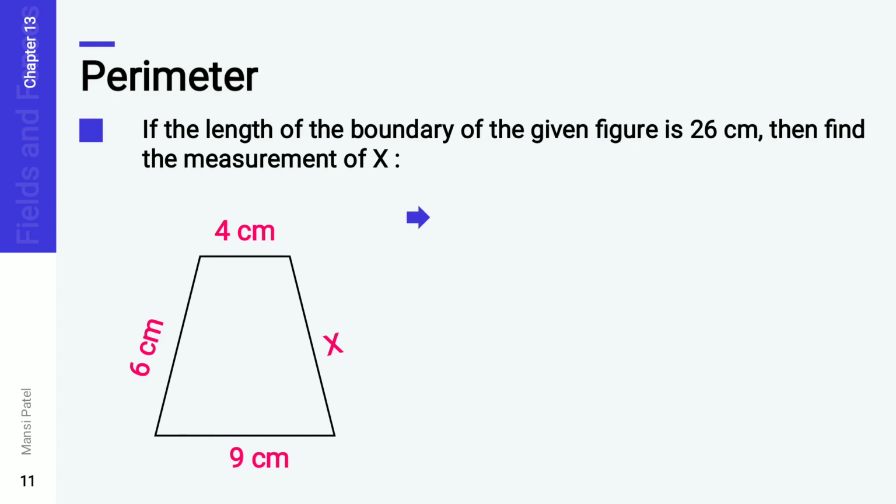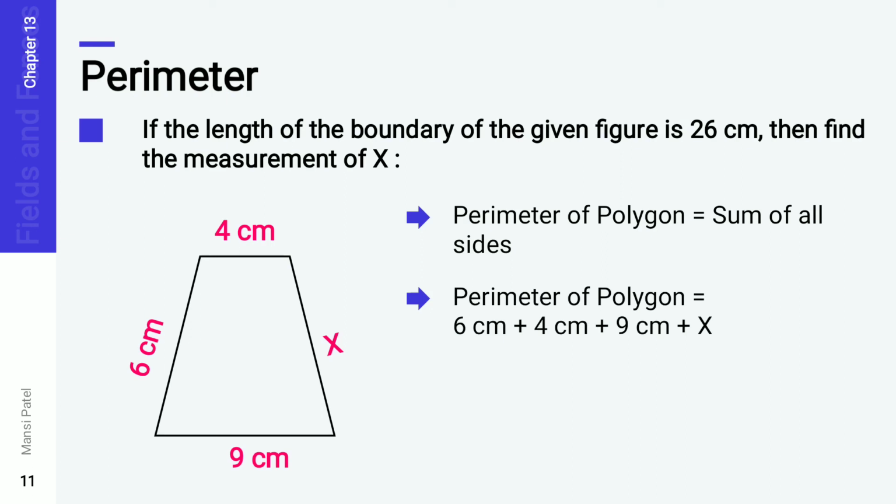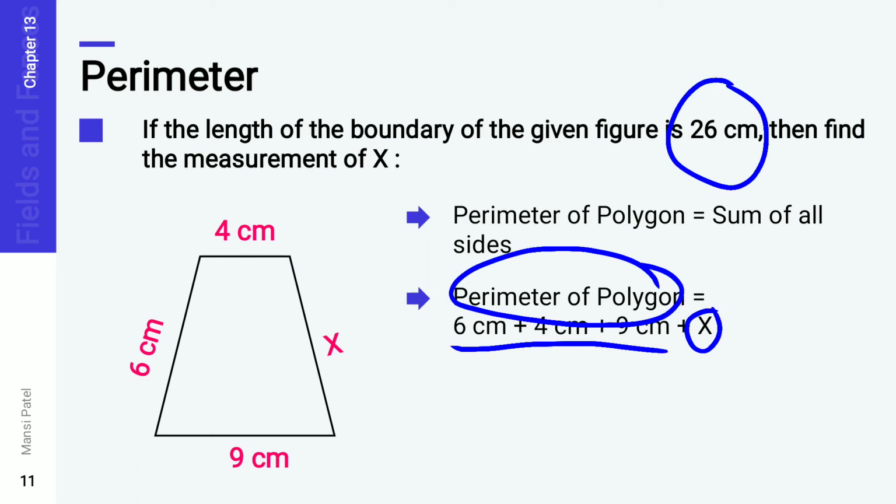So we can say that the perimeter of polygon is equal to the sum of all the sides. Now here you have to add all the sides, that is 6 centimeter plus 4 centimeter plus 9 centimeter and plus x. Now this x you are not supposed to add to these numbers. You have to write down this x individually. And instead of this perimeter of polygon, you have to write down 26 centimeter.